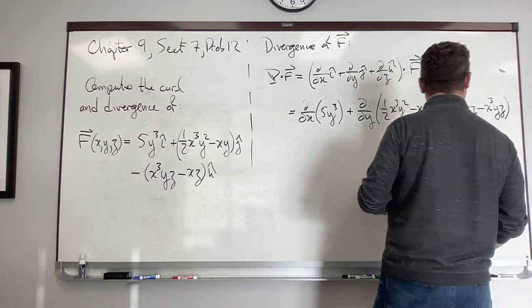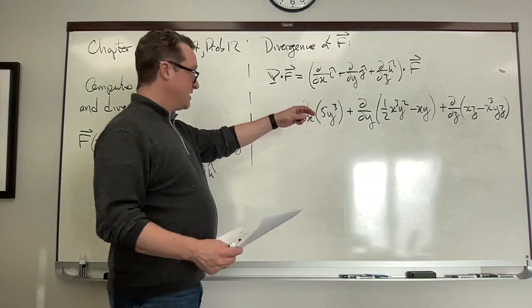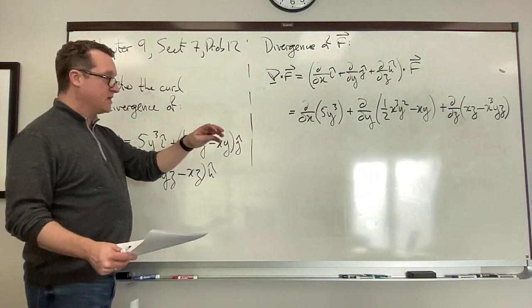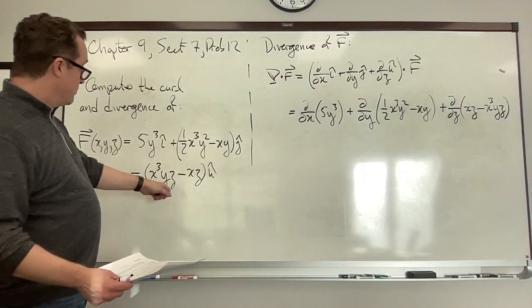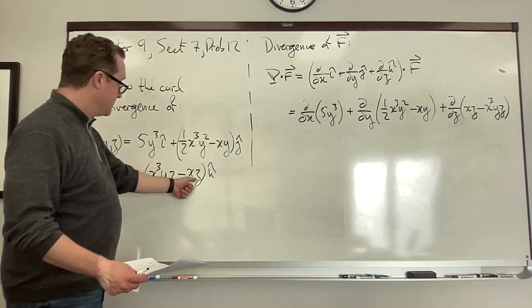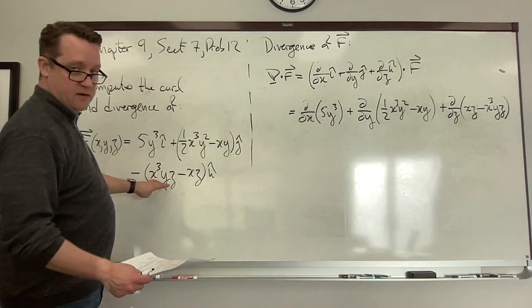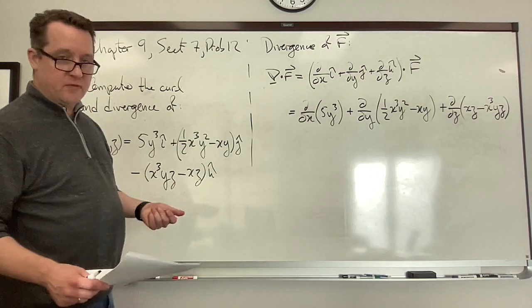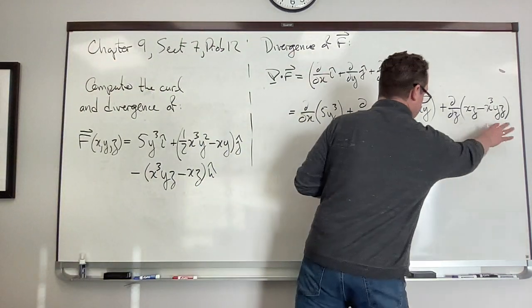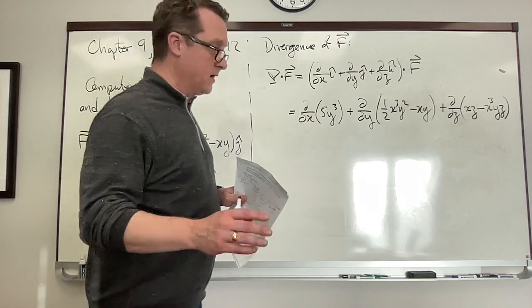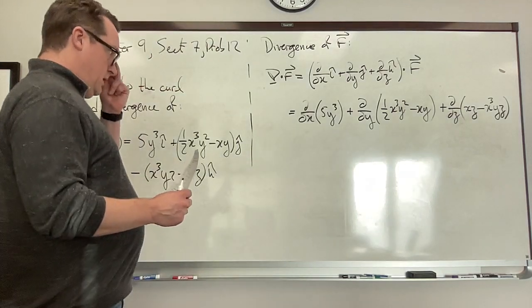I hope I didn't confuse you in that last step. We originally had ∂/∂z of the z component of f. The z component of f was minus x cubed yz minus x. So I just took the negative sign and called this xz minus x cubed yz. Hope that's obvious. You don't have to do that. It doesn't change the answer.